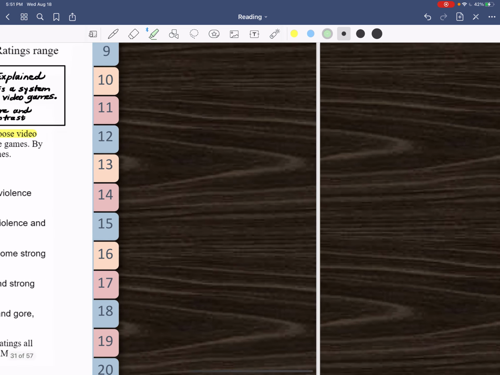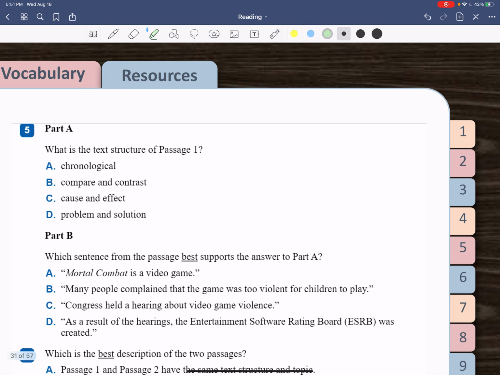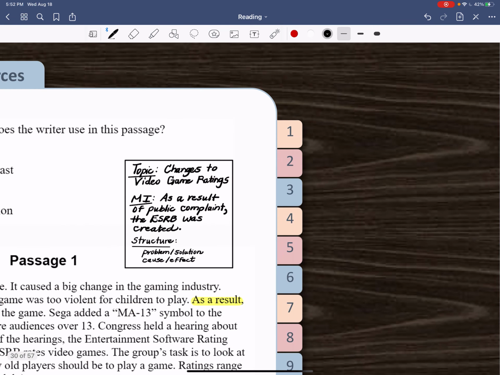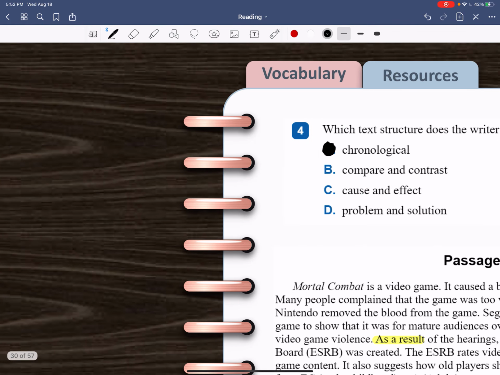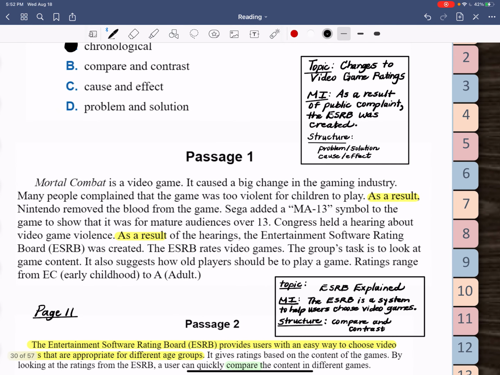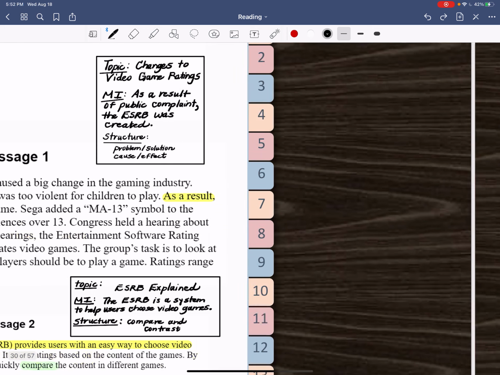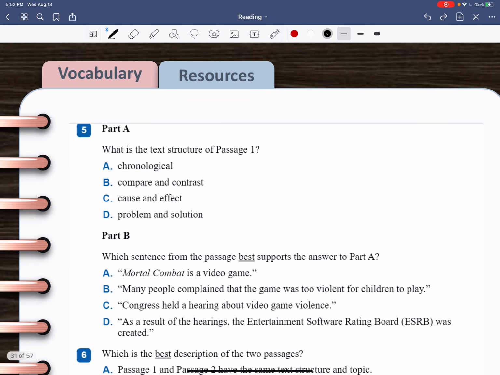Okay, let's do the questions. There are just 2 of them. What is the text structure of passage 1? Now be careful, passage 1. So I need to go back and make sure I'm looking at passage 1. Don't miss this question because you get them mixed up. Passage 1 is a problem solution or a cause and effect. I'm going to go with cause and effect because of those words as a result. So I think the best answer is cause and effect.